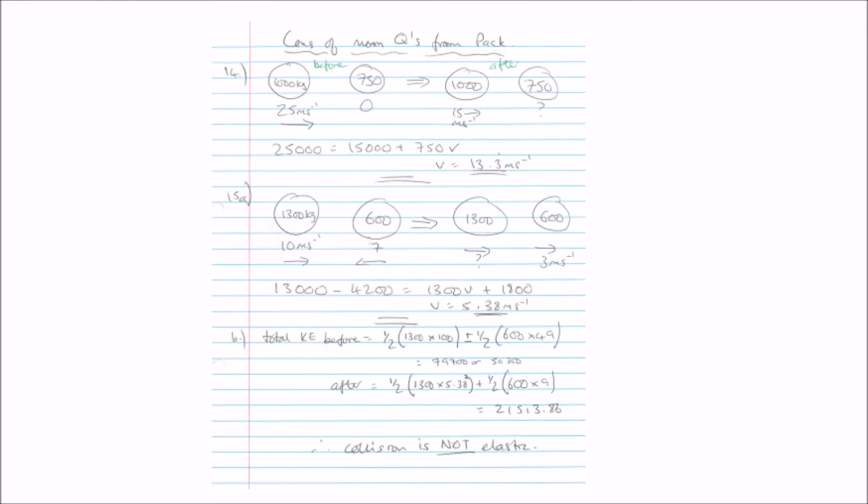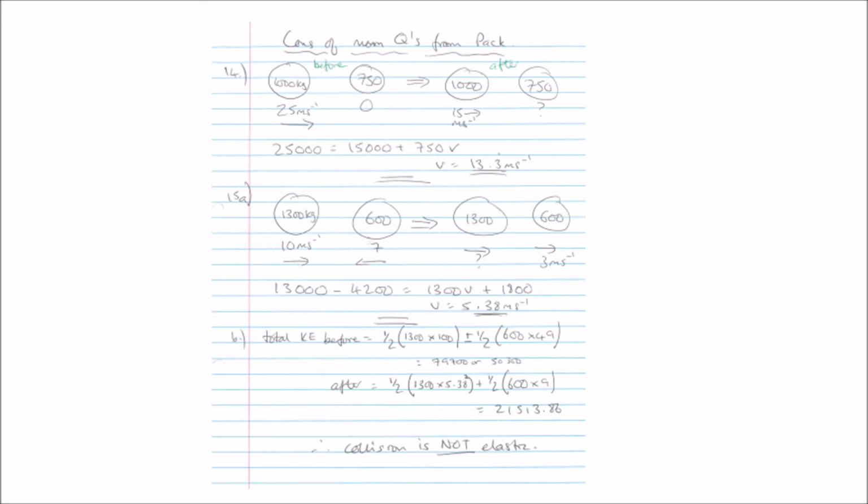So here are the solutions. Number 1, quite easy, just like the ones we did in the example. Here are my two bodies. One was stationary, one was moving at 25. Total momentum before was this, and then the total momentum after must equal that. So I knew that 750v had to equal 10,000. So 10,000 divided by 750 is 13.3 recurring meters per second.